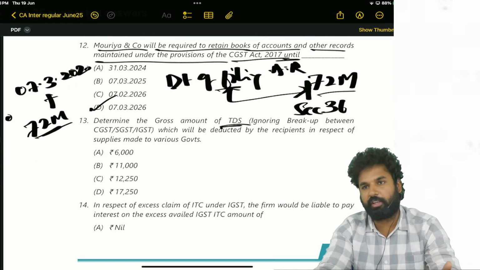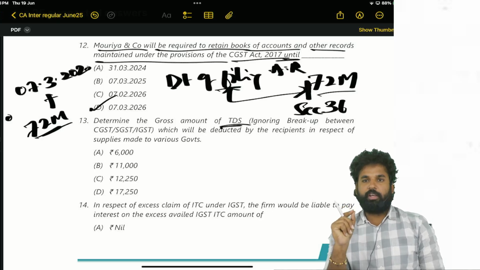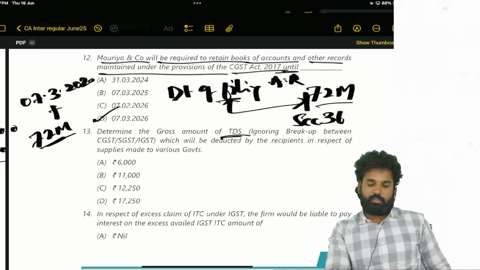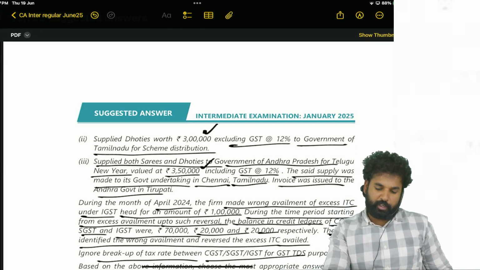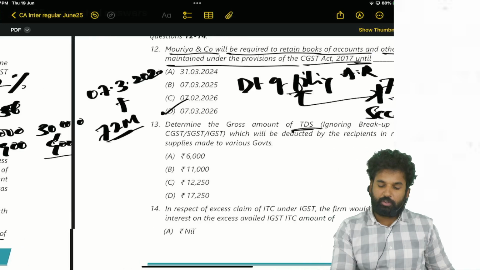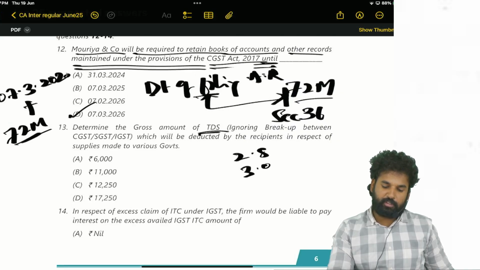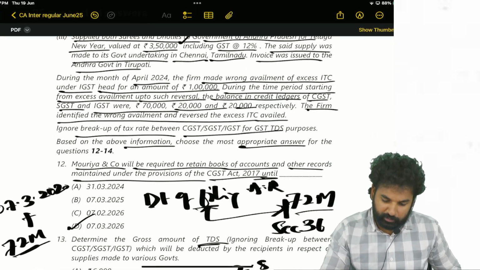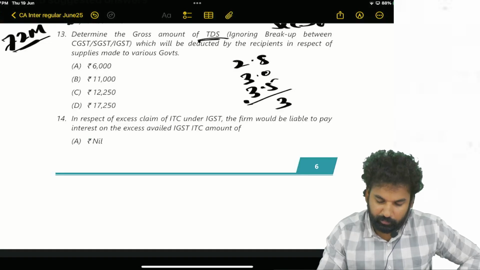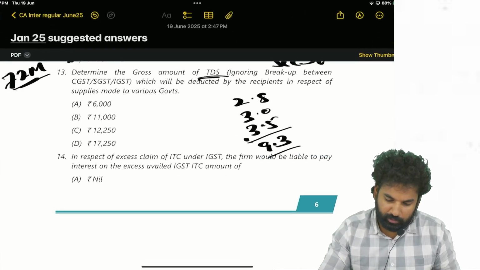Whether TDS is applicable in this case, services or contract provided to government. So government has to deduct TDS. So value is more than 2.5 lakhs. So here the value is 3 lakhs, 3.5 lakhs and how much? 2.8 lakhs. So totally how much it is? 2.8 lakhs, 3 lakhs, next 3 lakhs and 3.5 lakhs. Totally it is 9.3 lakhs. So there you have to see whether it is excluding TDS.